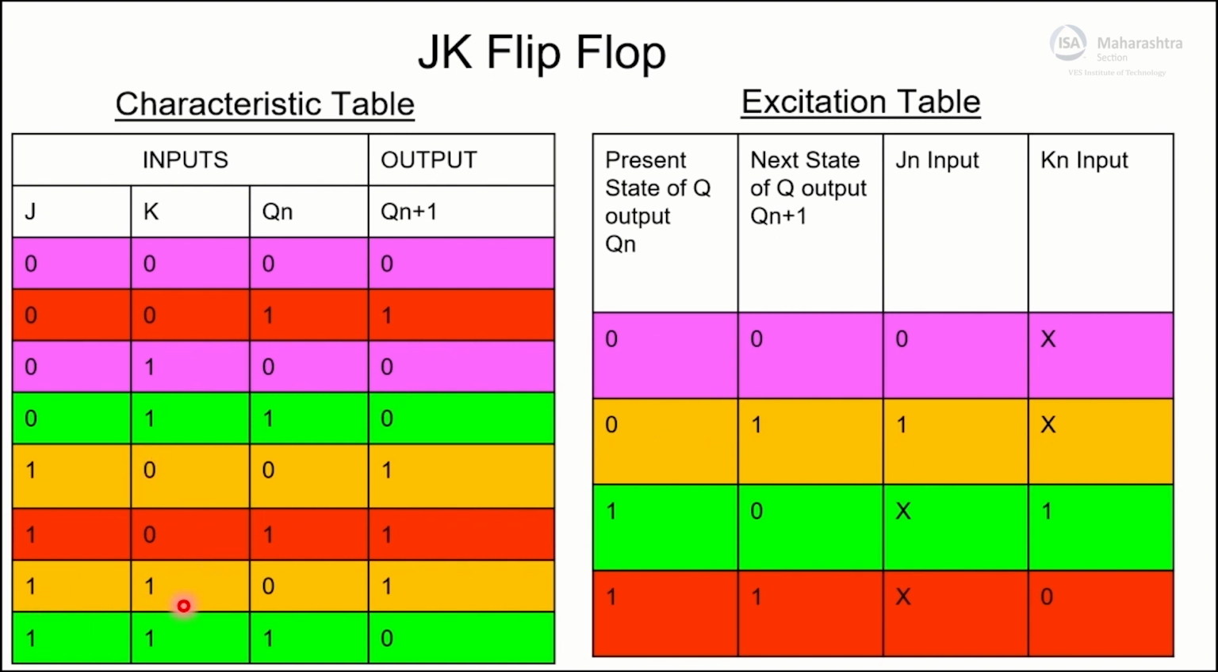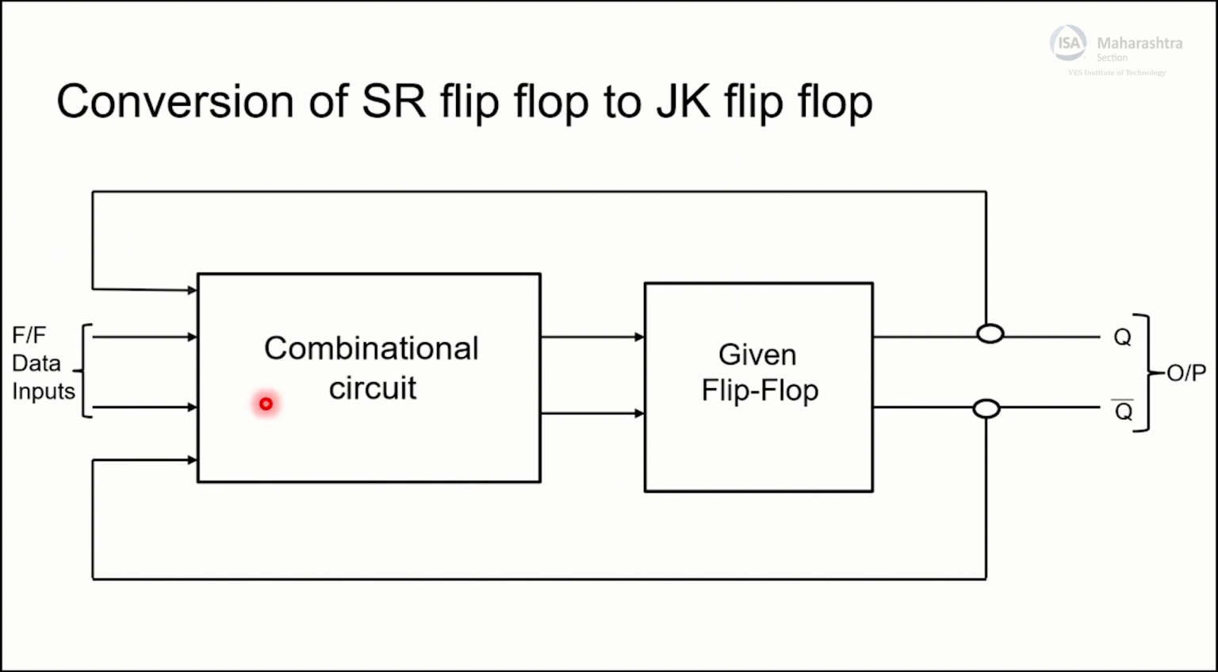In the orange rows of characteristic table, we find those two conditions. So now we will write J equal to 1 and K equal to cross. So analyze these rows and try it out yourself. So I hope till now you understood all the requirements of conversion. Let's move to the conversion procedure of SR to JK flip-flop.